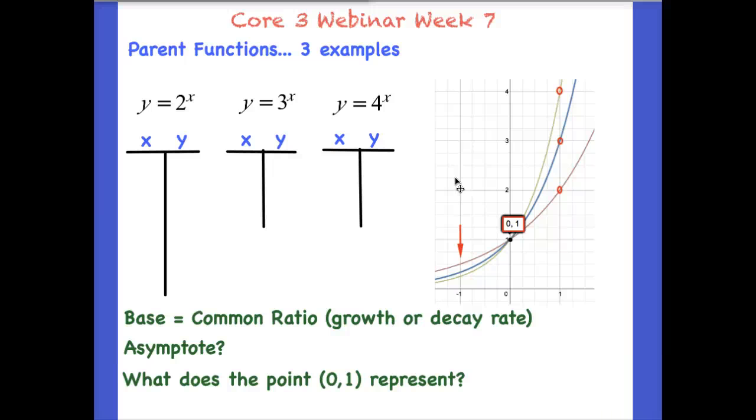So what we're going to do is examine these parent functions and how they work. We're going to look at the base, which is called the common ratio, or if we were applying it to something like population, or if a business is dying, potentially, we could call it growth or decay rate. We're going to look at the asymptote. There is one. And then we're going to determine what this (0, 1) represents. Because notice that all 3 of these parent functions go through this same point (0, 1).